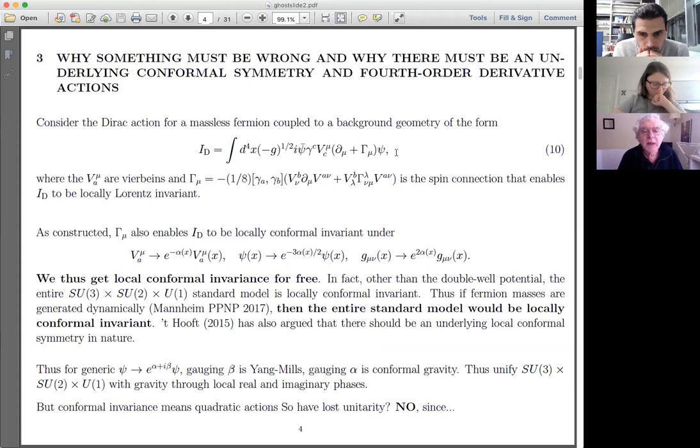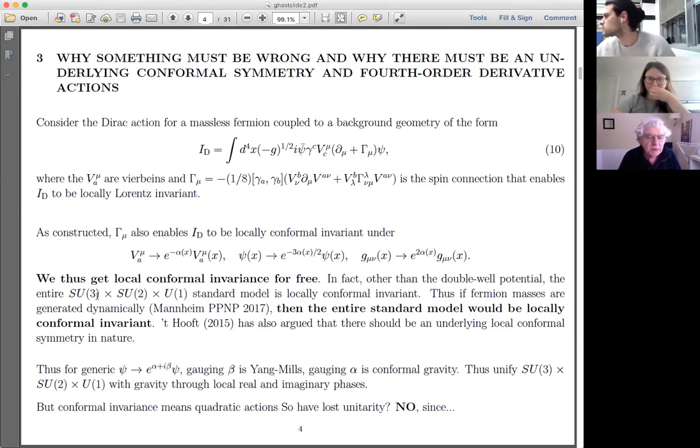I just take the Dirac action coupled to geometry, where I've introduced the Vierbeins and the spin connection. And the only reason you introduce this spin connection is to make the action be locally Lorentz invariant. You didn't ask any other reason. However, it turns out that this action is also locally conformal invariant, where you change the g mu nu to e to the 2 alpha of x g mu nu, psi to e to the minus 3 alpha of x over 2 psi, and V goes to e to the minus alpha V. So you didn't ask for it, but you got local conformal invariance for free.